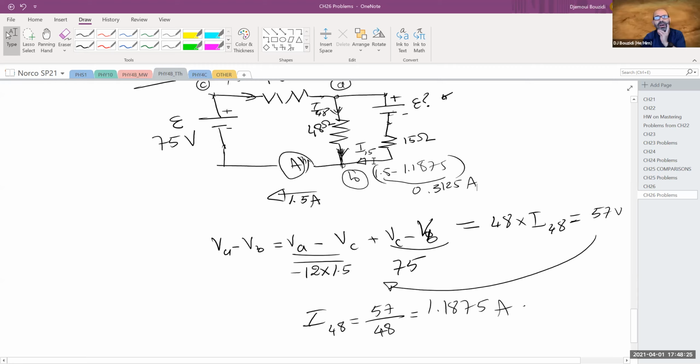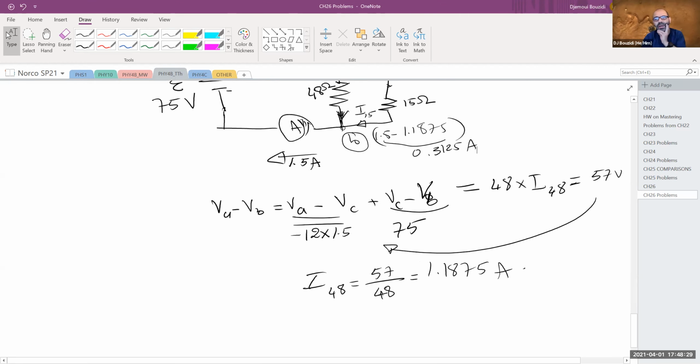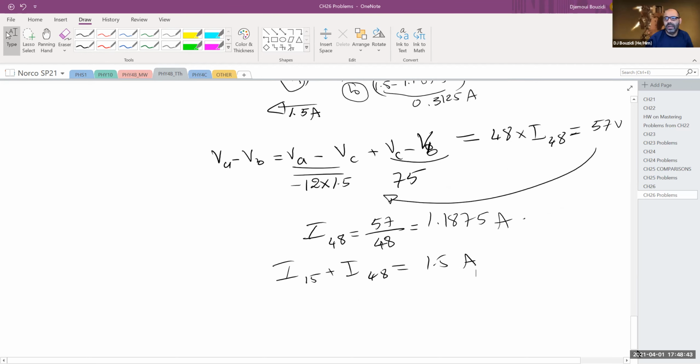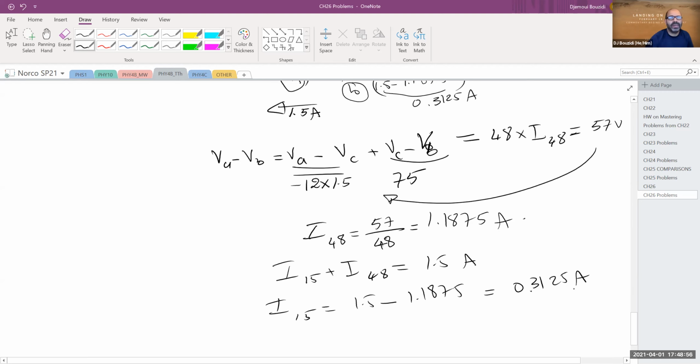Does this make sense so far on how I found that current, I15? So I15 then, because I know that the I15 plus the I48 is equal to 1.5, what this ammeter is reading. Okay, so that means I15 is simply equal to 1.5 minus that 1.1875, which is 0.3125 amps. Make sense?